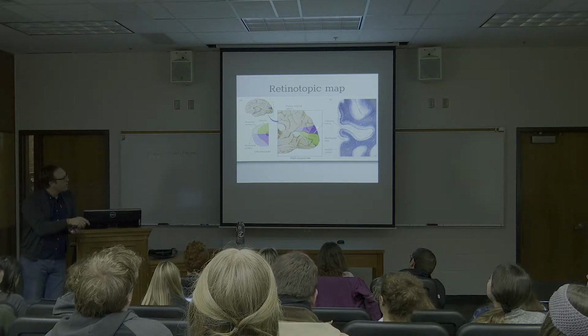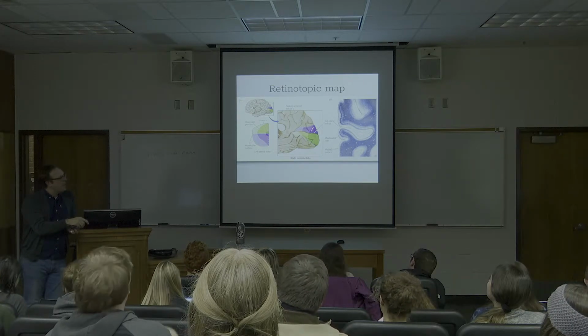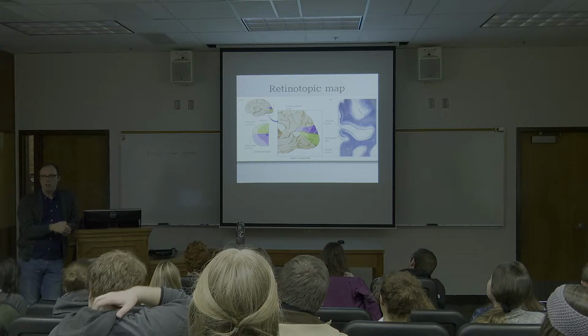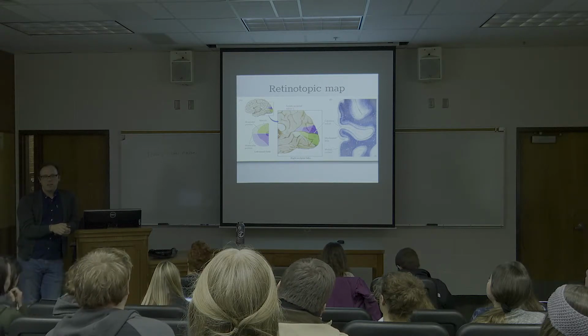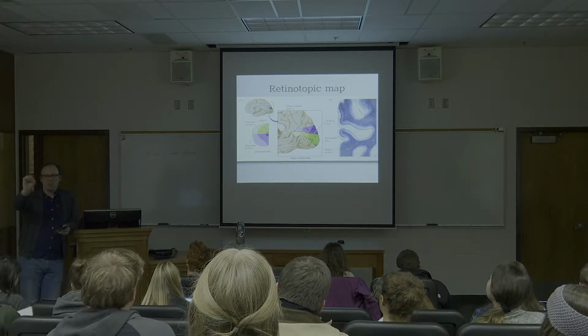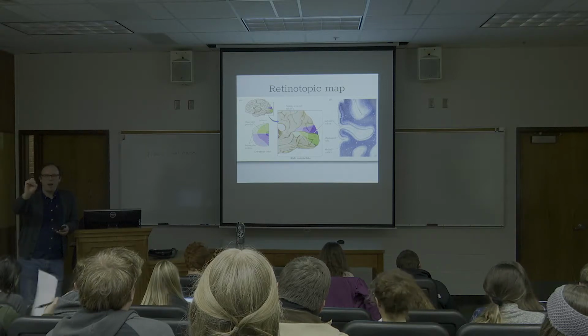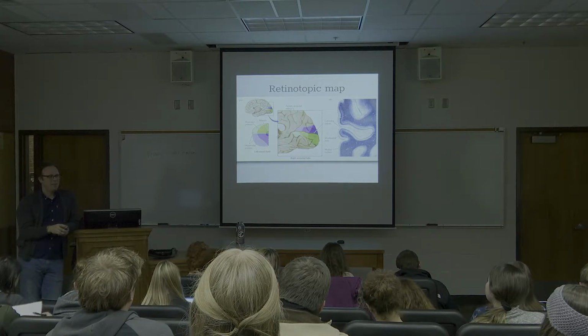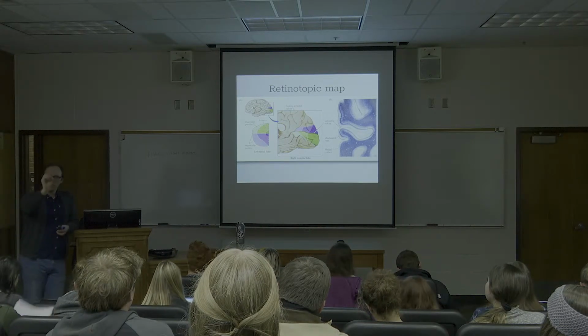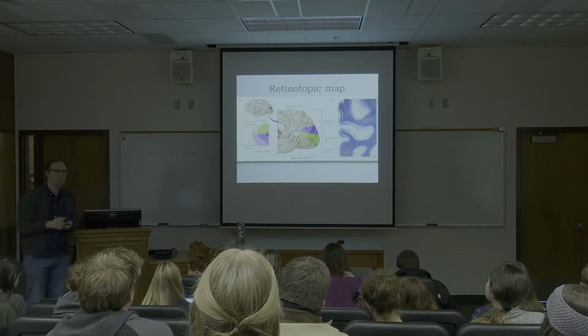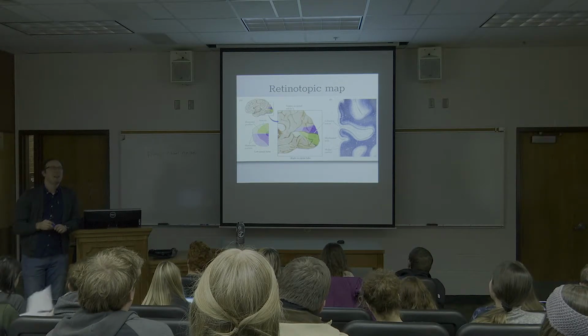But if you look at the area that represents the fovea in the cortex, it's about a third of V1 is devoted to representing just the fovea. Why? Why have so much cortex devoted to such a small area of the visual field? Yes? That's like all our detailed vision. I mean, that takes less processing.